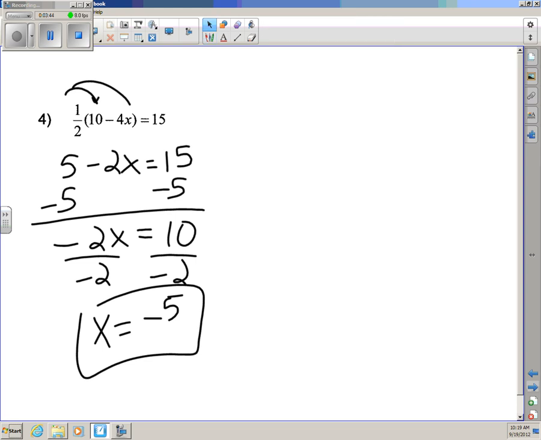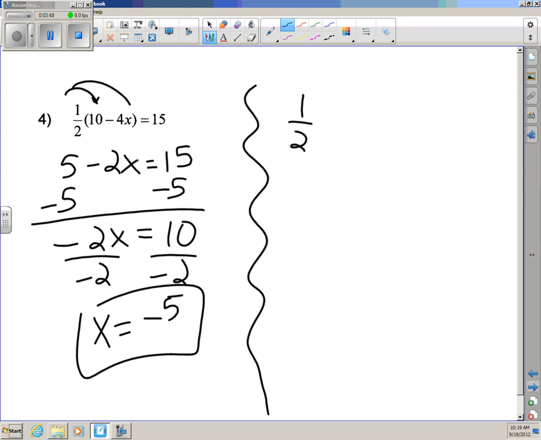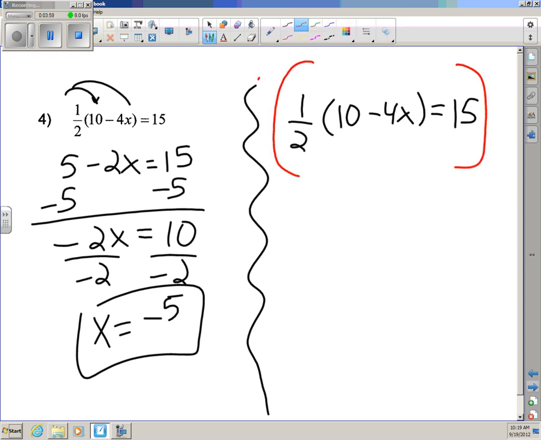For those of you that want to clear your fraction first, we've talked about doing that a lot as well. I'm just going to rewrite this over. So if you're going to clear your fraction first, then what you're going to do is multiply both sides by 2. What happens is that the 2 times the 1/2, they cancel out. You're just left with this 10 minus 4x. The parentheses are no longer necessary because you've already gotten rid of that number to be distributed in. And then don't forget on the other side, it's going to be 15 times 2, which is just 30.